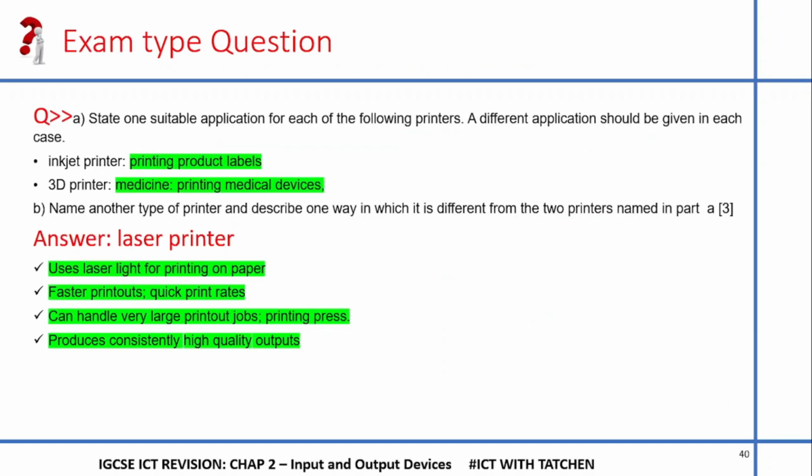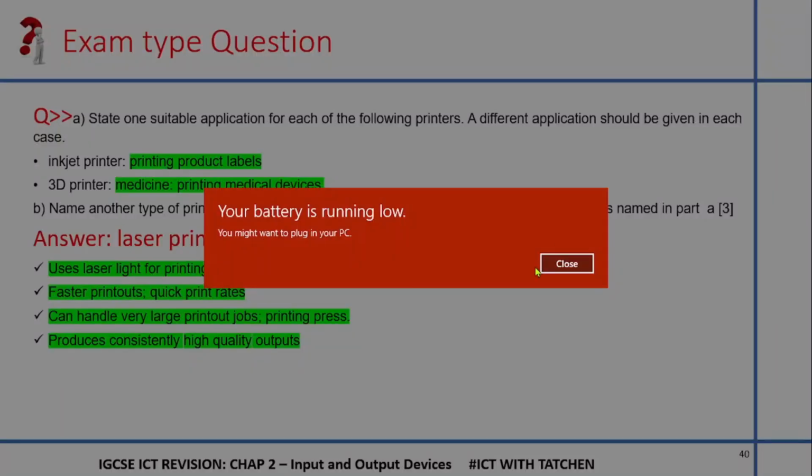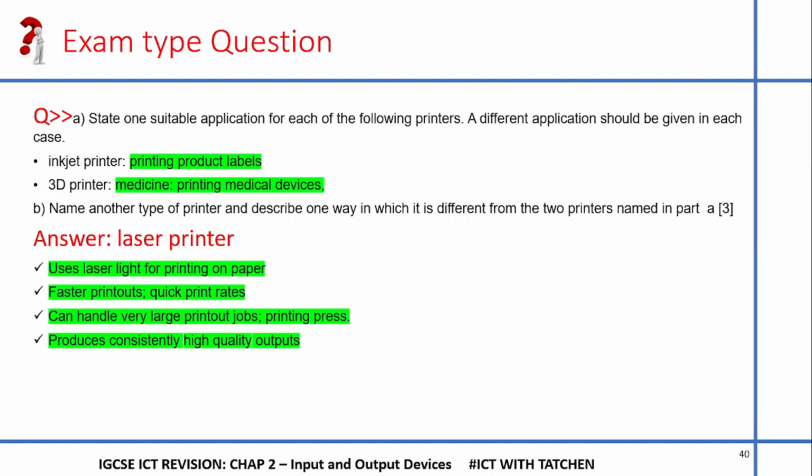The first question is an end of chapter 2 question. Someone reached out and said we should look into these questions because there are no answers there. The first one says: state one suitable application for each of the following printers. You are asked to give a different application for each of them, so you don't give the same application for both. The first is an inkjet printer.